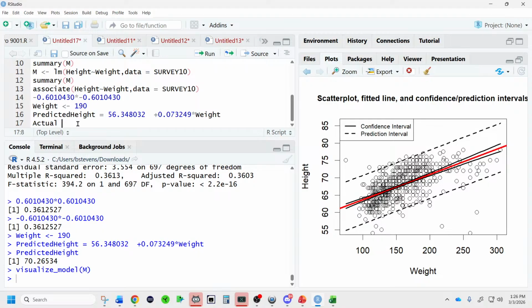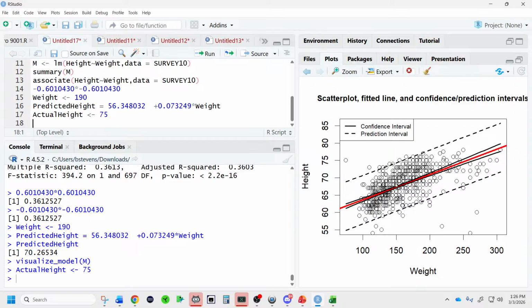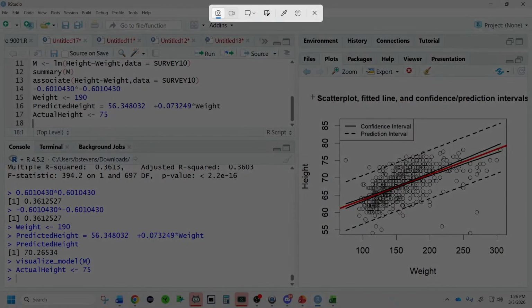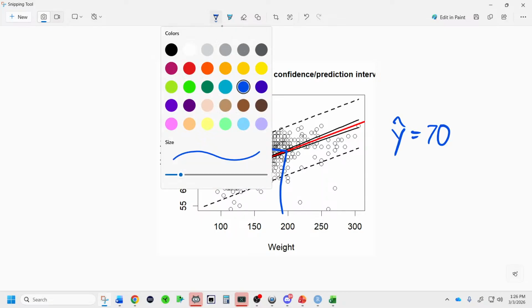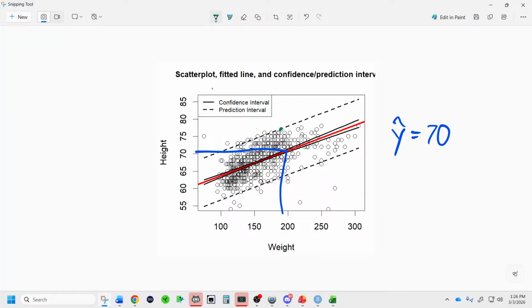But if we do actual height, Brian is actually equal to 75 inches tall. That means if you look at where I'm at on this model, you would use the model to make a prediction. At 190, you trace up and you hit at about 70. So the predicted is about 70, and then Brian is actually 75 inches tall, which means I'm somewhere in there. So what is the residual? Residual equals actual minus predicted. What is the residual is going to be this quantity right here. That's what the residual is.